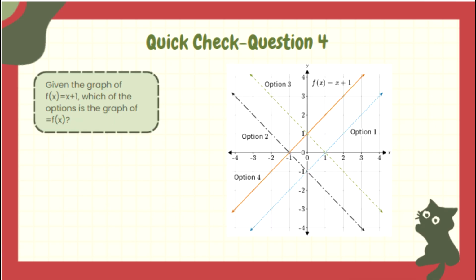This one's you. Given the graph of f of x is equal to x plus 1, which of the options is the graph of negative f of x? So our original line is this orange one. Which one is the correct reflection? You can do this. I believe in you.